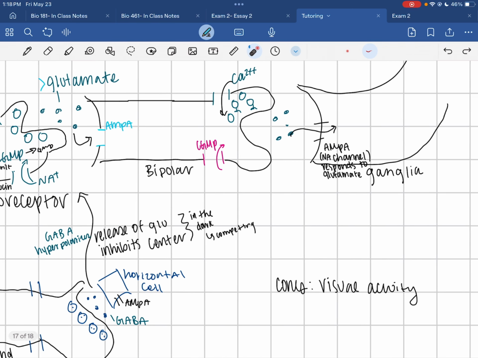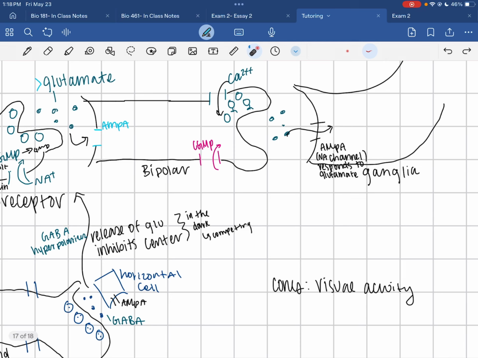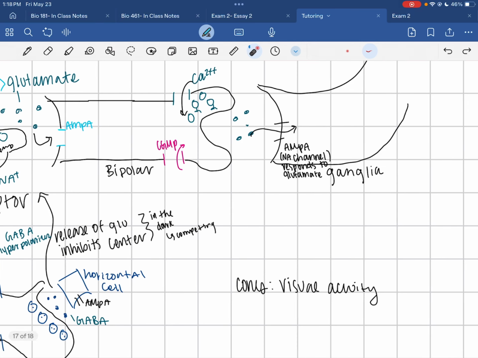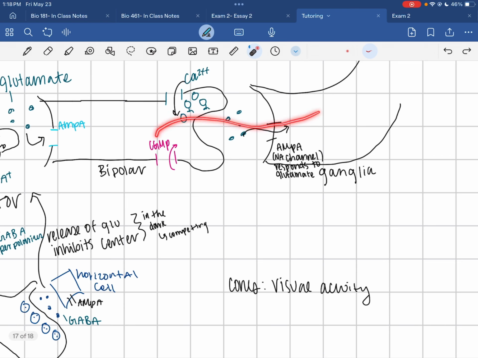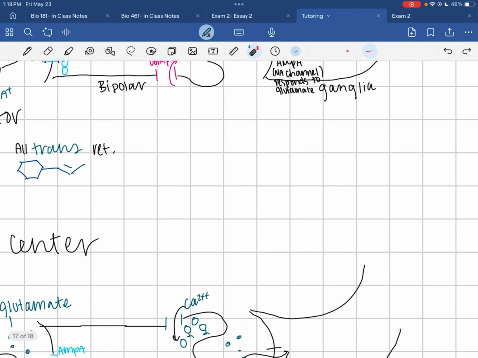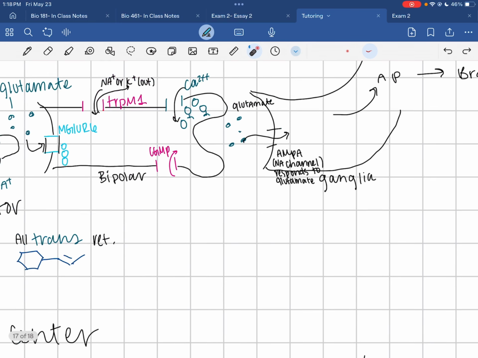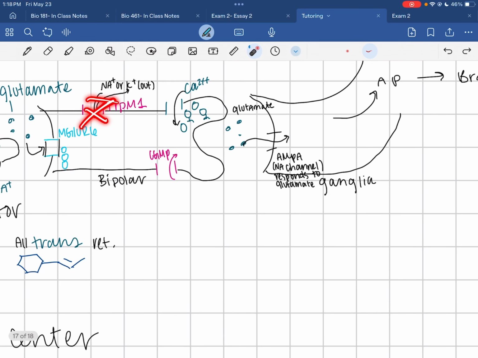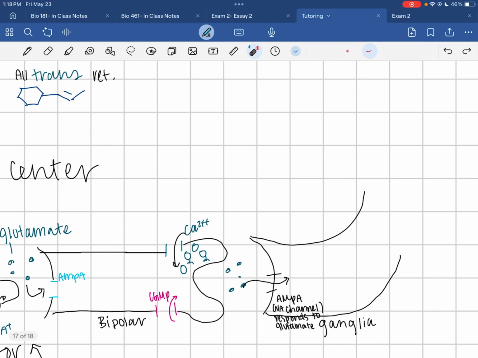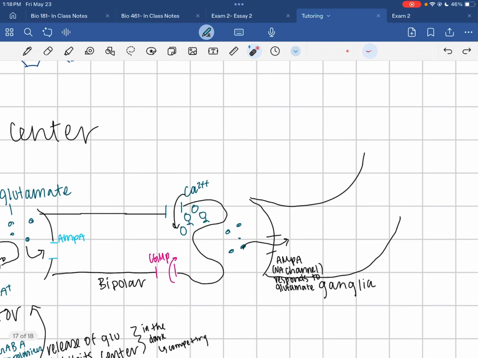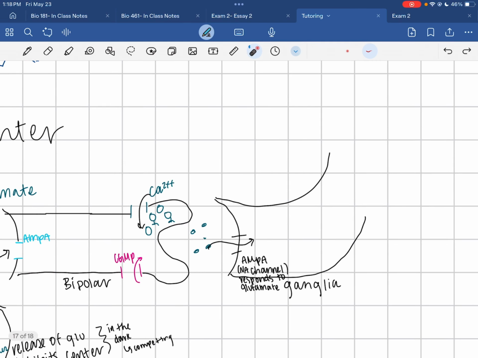So there is no release of glutamate, and then the removal of this inhibitory signal to the bipolar neuron allows them to fire this action potential, because we have this here. Glutamate or cGMP isn't going in. This is also closed. This doesn't exist, and it turns into our GMP, and then we still don't have this.